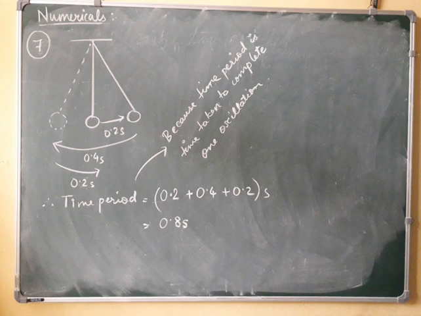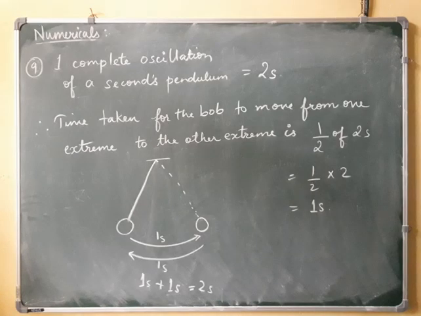Next question, marked as answer number 7. That's wrong, it's answer number 8. Now the next question is question number 9. How much time does the bob of a seconds pendulum take to move from one extreme of its oscillation to the other extreme? Now we know that a seconds pendulum, when it goes from one extreme to the other extreme and back to the same place, takes a total of 2 seconds. To complete one oscillation, it will take 2 seconds.